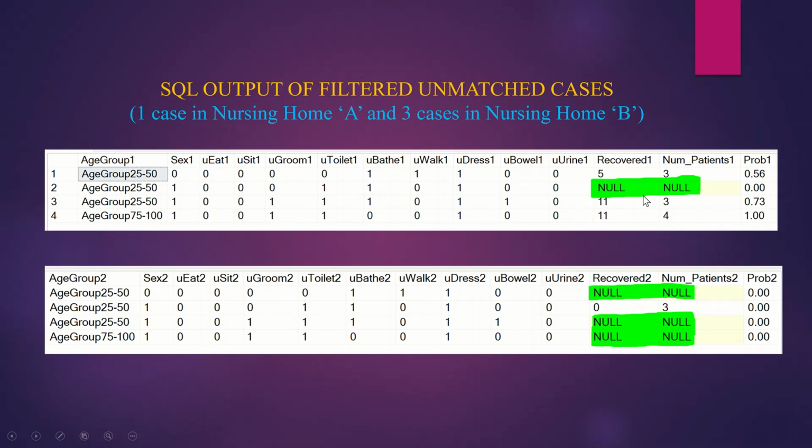I have one case in nursing home A, which is the null in nursing home A, and 3 cases in nursing home B, which is the 3 nulls in nursing home B. So I have to construct a synthetic case on these particular null values. So how do I construct a synthetic case? As you can see, this particular null value has age group 25 to 50 and sex male and disabilities toilet, bathe and dress. And these null values have these corresponding covariates.